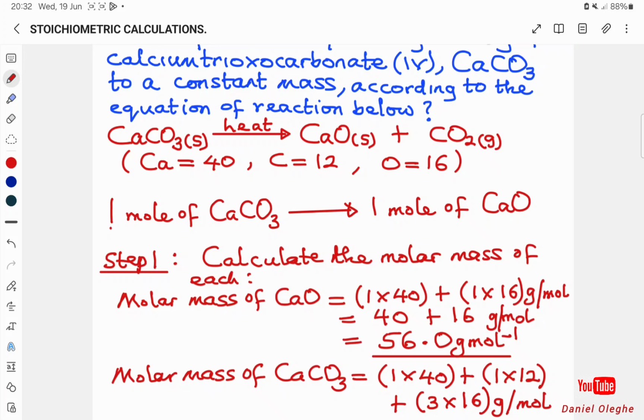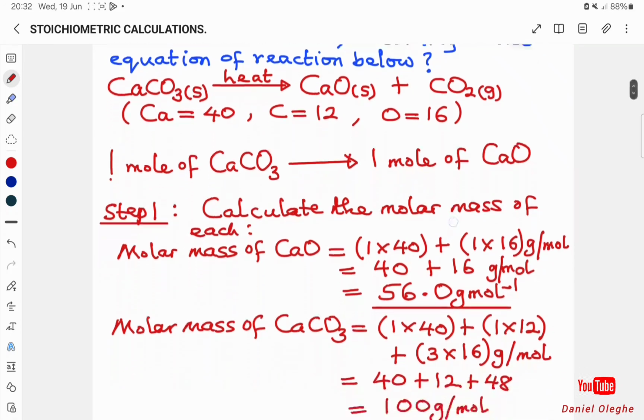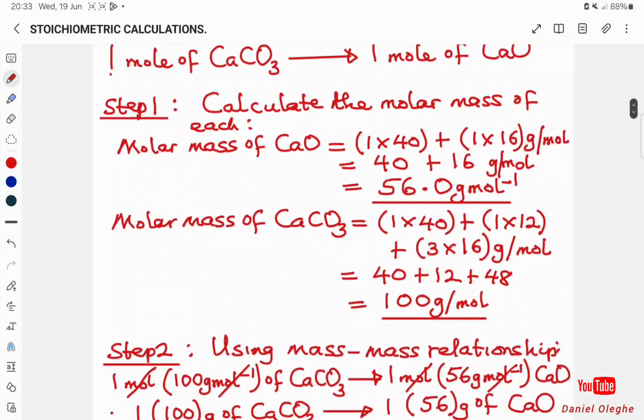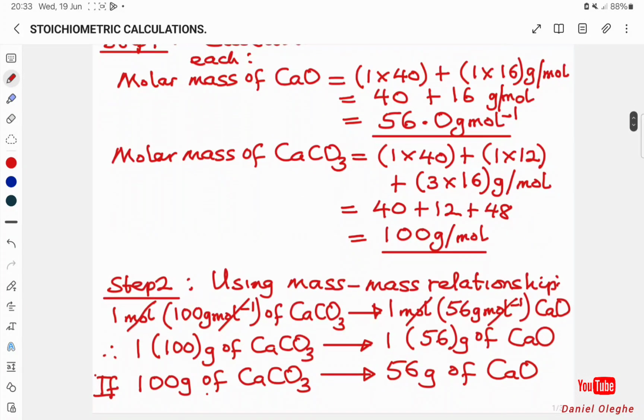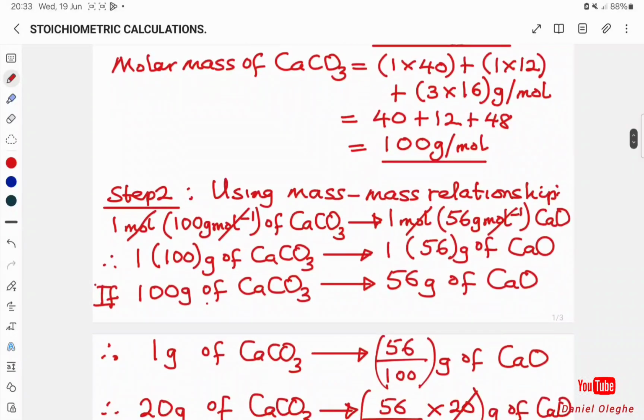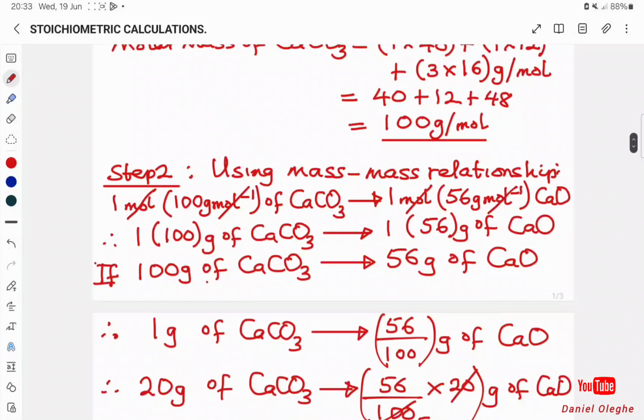1 mole of calcium carbonate (CaCO3) heated will produce 1 mole of calcium oxide. Then we calculated the molar mass of each. The molar mass of calcium oxide is calculated as 56 gram per mole, while the molar mass of calcium carbonate is calculated to be 100 gram per mole. The next thing that you do is to multiply the mole by the molar mass of each in order to convert that mole to the mass in gram, so that we now have mass against mass relationship.